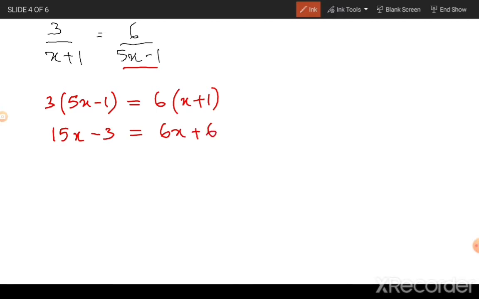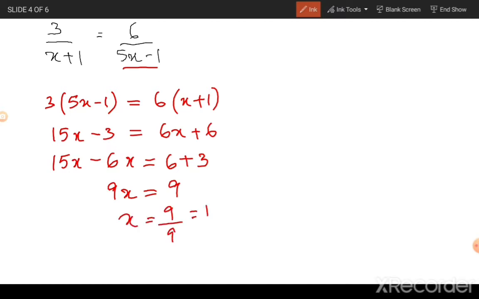is 6. So taking the x terms to the left hand side, I've got 15x minus 6x is equal to 6 plus 3, because it was minus 3 on the left hand side. When it changes sides, it becomes plus 3. So 15x minus 6x is equal to 9x, which is equal to 9. So x will be equal to 9 divided by 9, which is equal to 1.